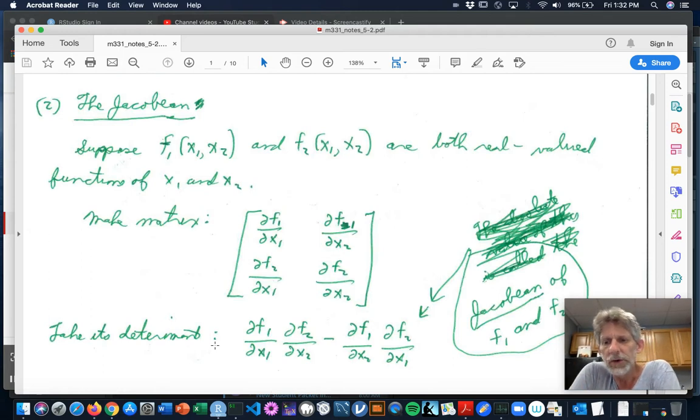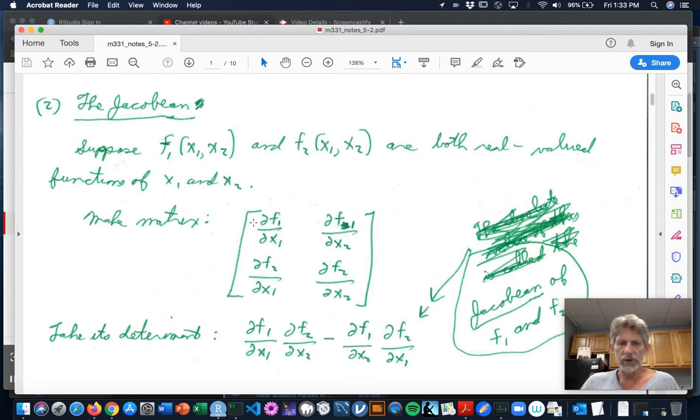So the second bit of review is the Jacobian. Suppose that f1 of two independent variables, x1 and x2, is some real value two variable function, and f2 of x1 and x2 is another real value function. And let's make a matrix of the partial derivatives. So these little square bracket doohickeys say make a matrix.